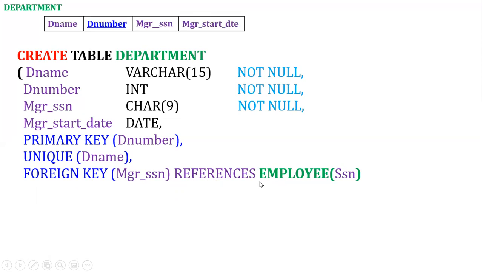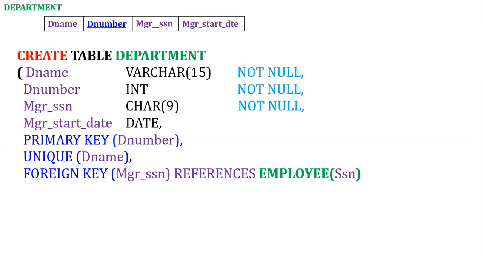From which table? From the employee table. Which attribute of the employee table? SSN. In the employee table, SSN is the primary key. I want to use this SSN as a foreign key in my current table, that is, in the department table. So: foreign key MGR SSN references employee SSN.